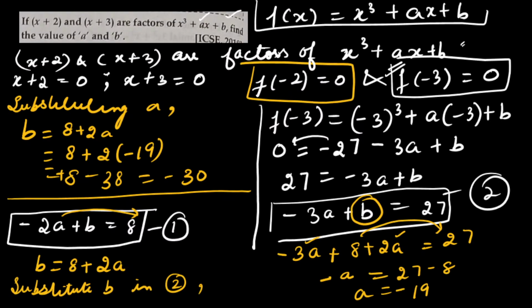Yes, Yatin, I am not able to understand. Do you have a doubt? 2a plus 8. Yatin, do you have a doubt? You just recheck. a is equal to minus 7.